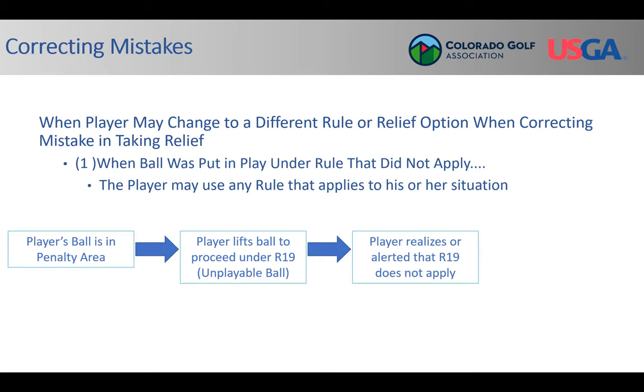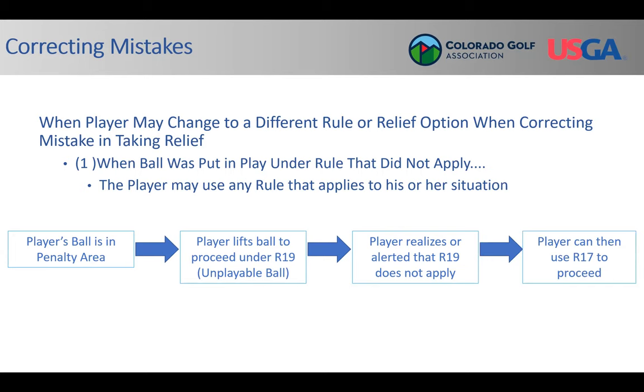And then we drop that golf ball for some reason. Maybe we went two club lengths away from the ball, but dropped in the penalty area, whatever we might have done. And then we realize, or maybe we're alerted, or another player tells us, "Hey, I don't think you can use an unplayable in a penalty area," or, "Hey, you need to use a different rule. You can't take an unplayable there." So now we know that that rule is not applying to our situation.